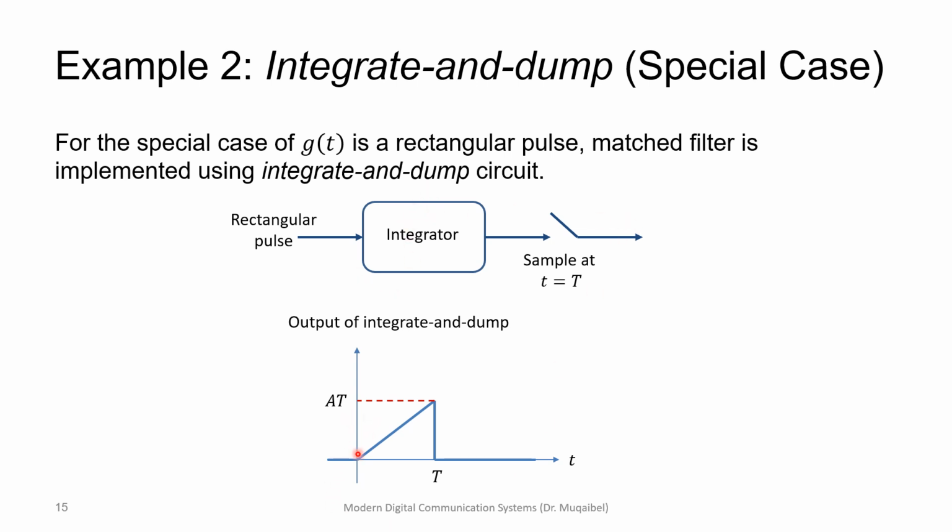So this is how it looks with the area. It's going to increase and it will give you the maximum at T. The output will be A times T. We will do the decision at the peak value. Now note that this is very similar, optimal like the matched filter, but you have to be careful because you have to sample at the right time. If you exceed the time, you will not get the right answer.